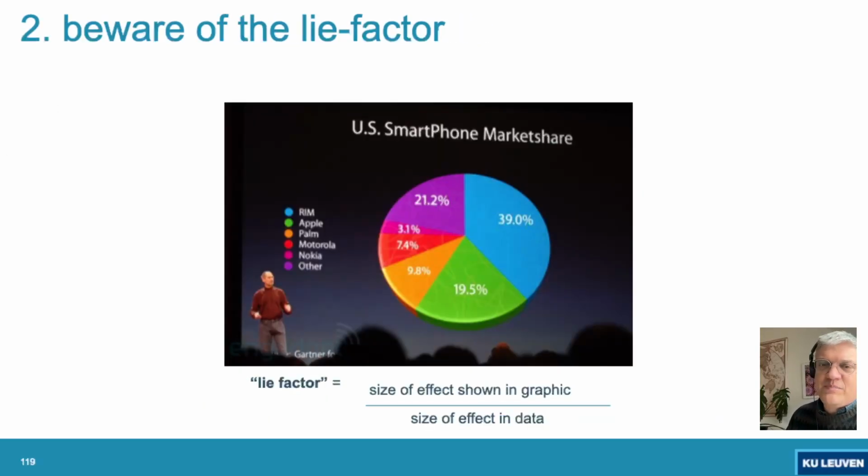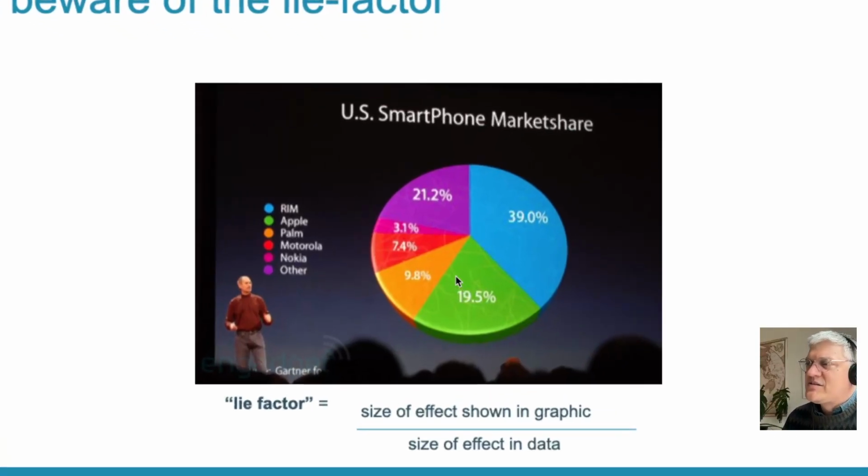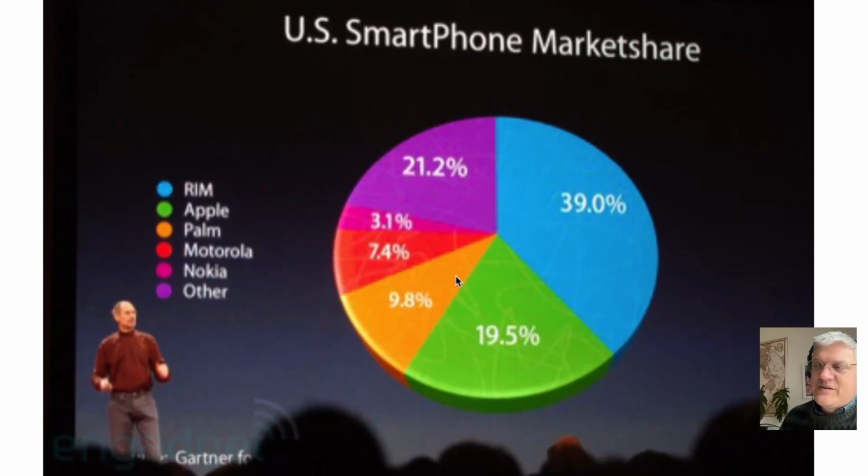Something else is that you have to be aware of the lie factor. So the lie factor is basically the difference between the size of the effect shown in the graphic versus the size of the effect in the data. And this is a really good example. This is Steve Jobs from Apple on a keynote talking about the market share of the iPhone. And the iPhone is in green, and this looks more than the purple here, right? Why is this? Well, that is not correct, right?